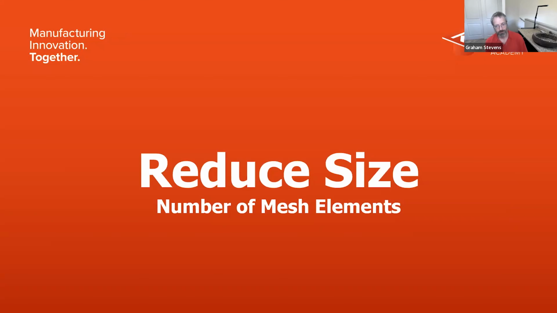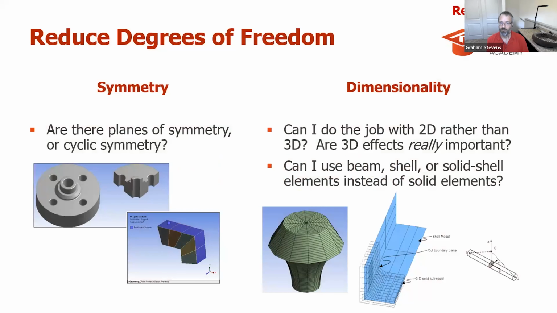So then we're going to jump to the second strategy, which is called reduce size, number of mesh elements. So for this, we want to reduce the total degrees of freedom. And there are a couple of ways to do that. One is with symmetry, take advantage of symmetry.